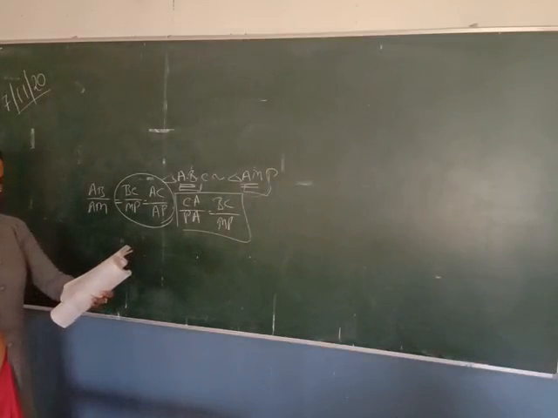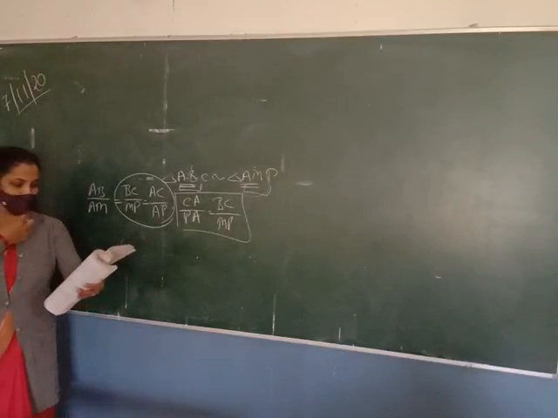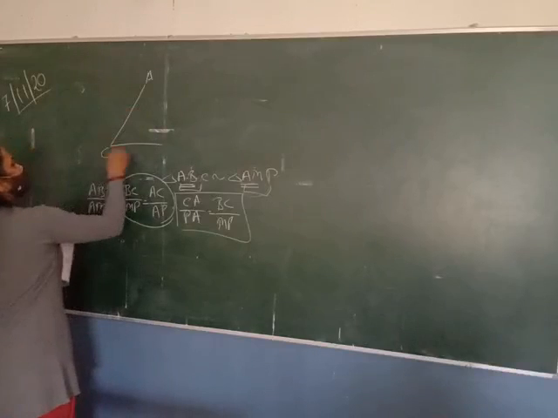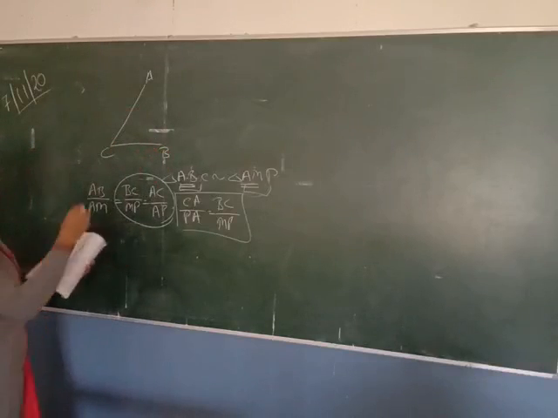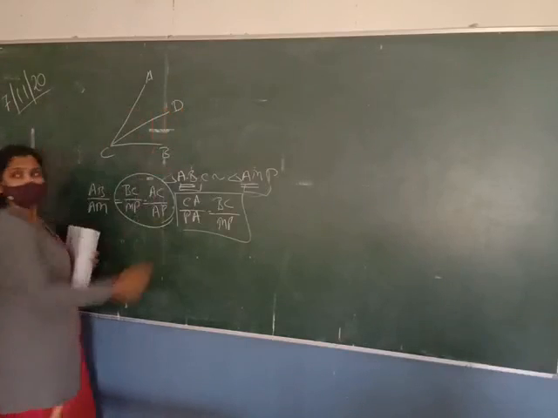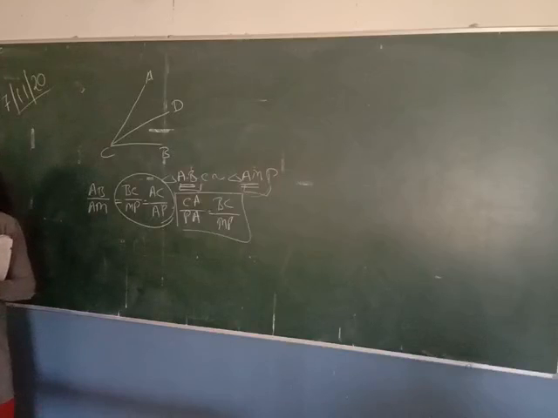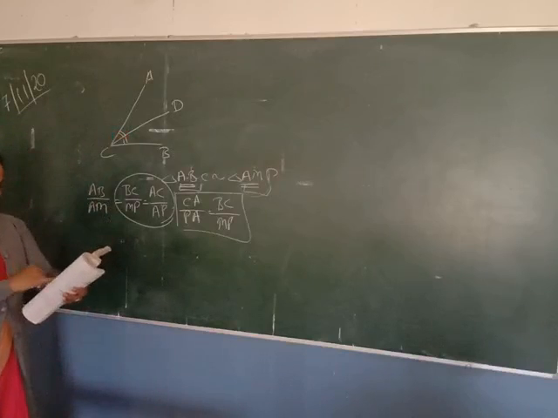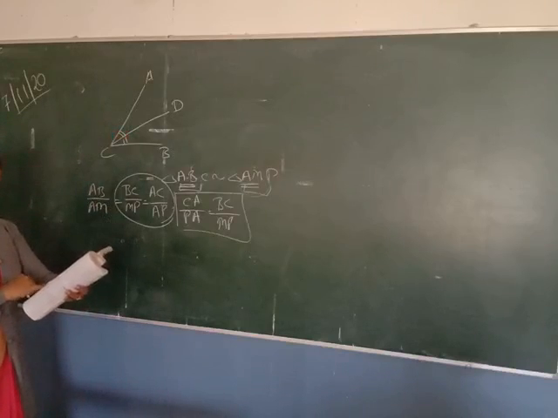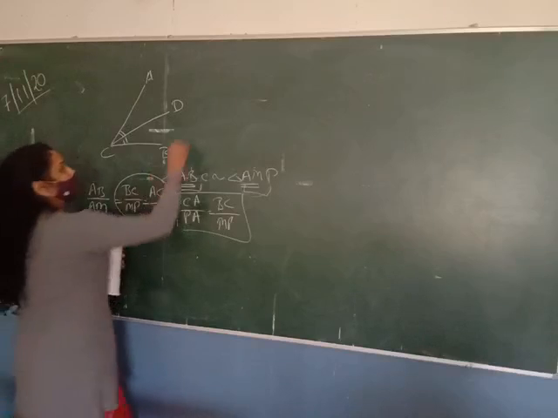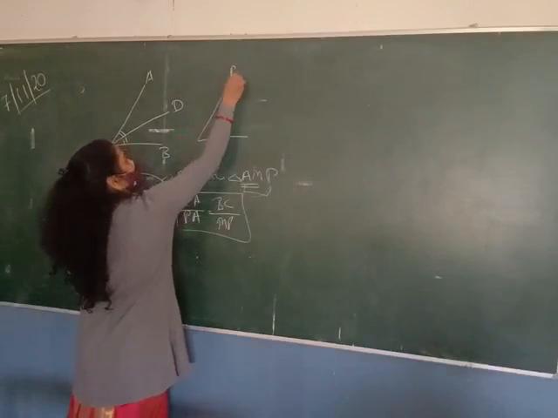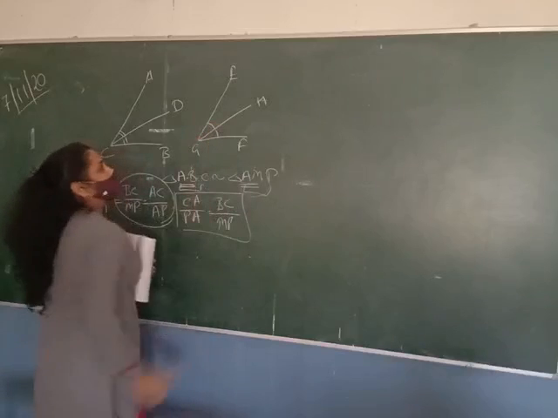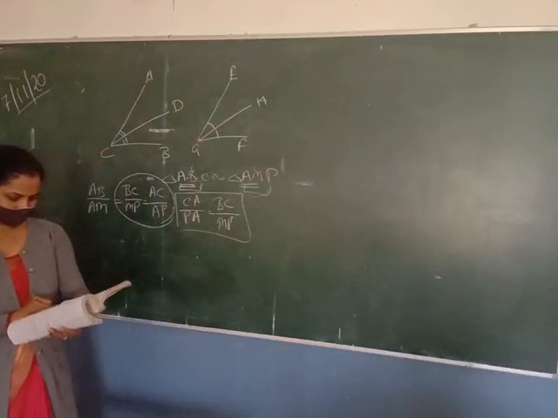In the question, CD and GH are respectively the bisectors of the angle ACB. This is the angle ACB and its bisector is CD. Bisector means which divide the angle into two equal parts. And GH is the bisector of angle EGF. This is another angle EGF, and this is the bisector of this angle GH.